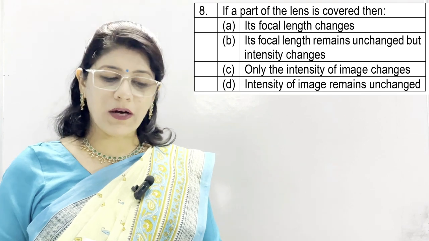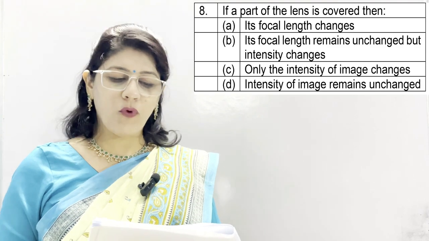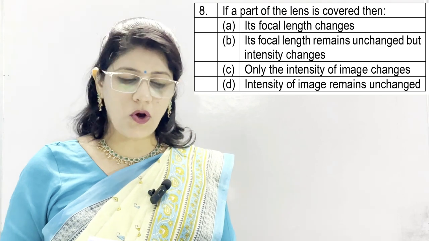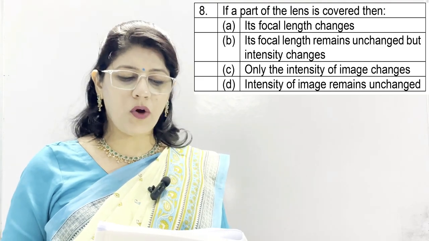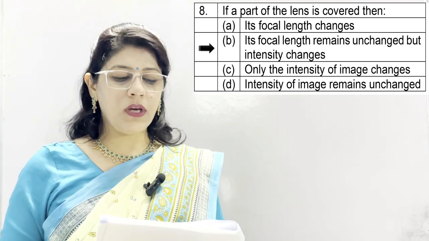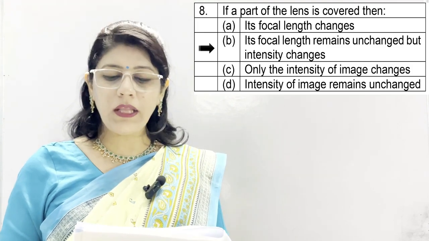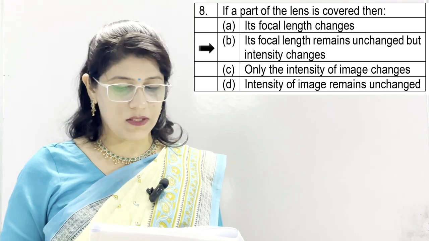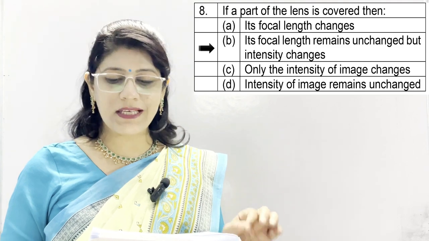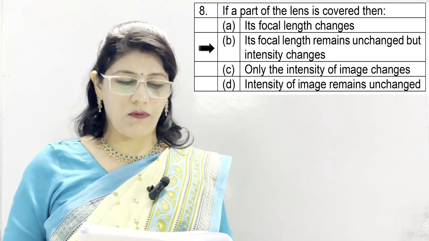Question number 8. If a part of a lens is covered, then option A, its focal length changes, B, its focal length remains unchanged but intensity changes, C, only the intensity of image changes, and D, intensity of image remains unchanged. And the correct option is B, its focal length remains unchanged but intensity changes, because only the amount of light entering the lens decreases, due to which intensity of image decreases, but position, size and nature of the image formed do not change in this case when a part of the lens is covered.